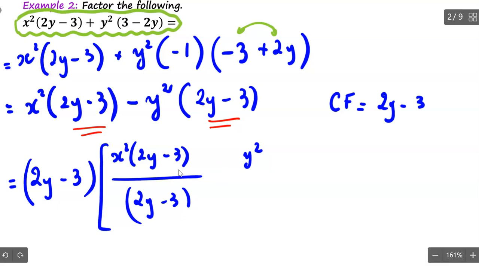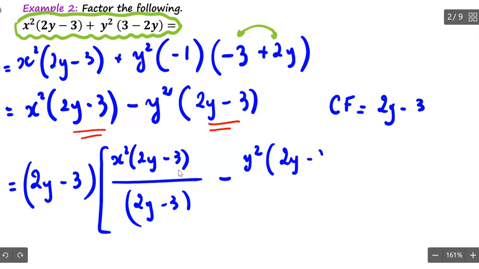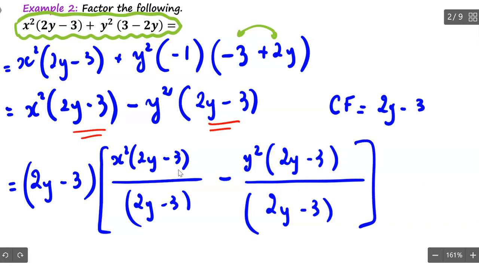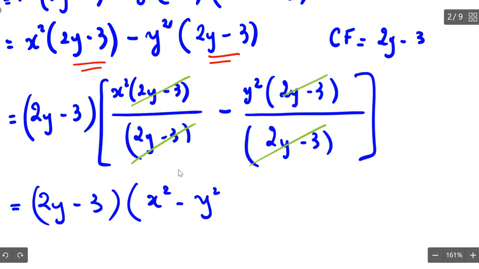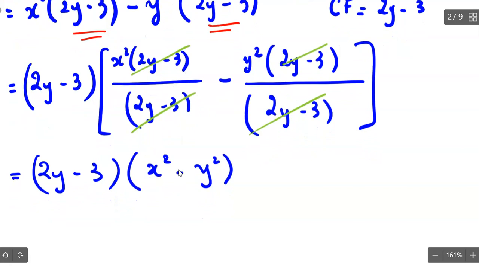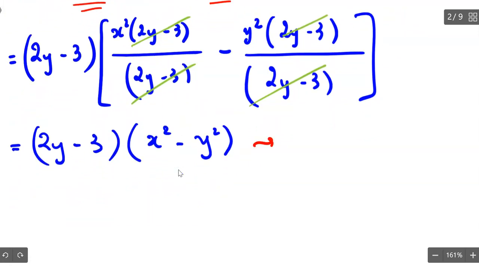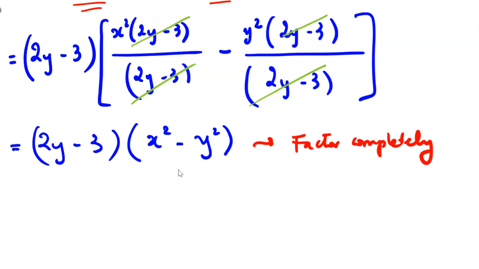Negative, because I have it negative here. So here is my 2y minus 3, the whole thing divided by 2y minus 3. Now you can see that this and this cancel out, that and that cancel out. What we have left inside the bracket is 2y minus 3 multiplied by x squared minus y squared. But we need to factor completely. That means whatever we can factor, we must factor.